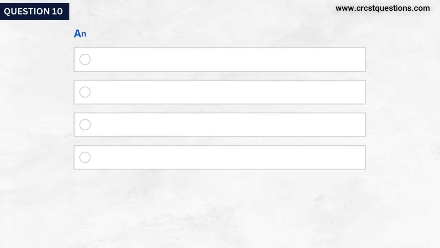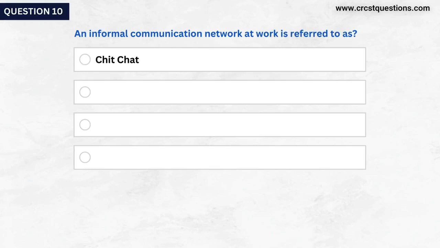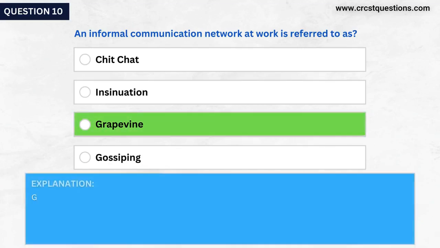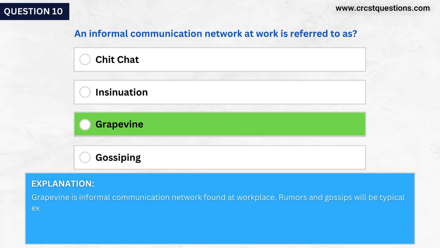Question 10. An informal communication network at work is referred to as chit-chat, insinuation, grapevine, gossiping. The correct answer is grapevine. Explanation. Grapevine is informal communication network found at workplace. Rumors and gossips will be typical examples.